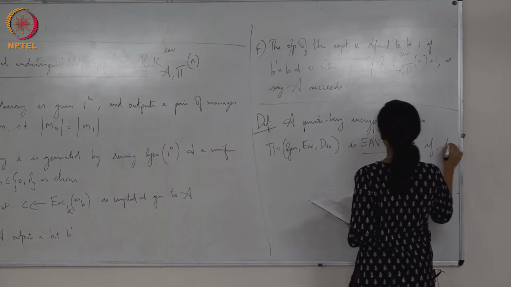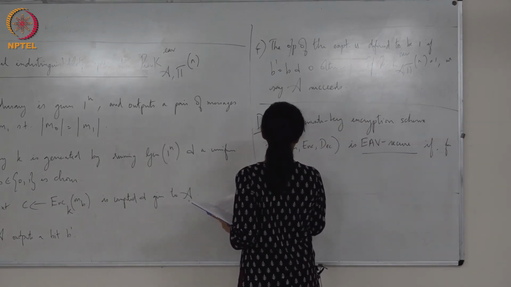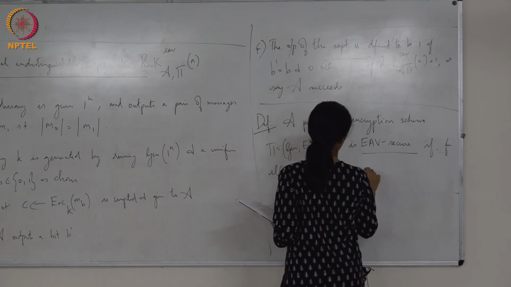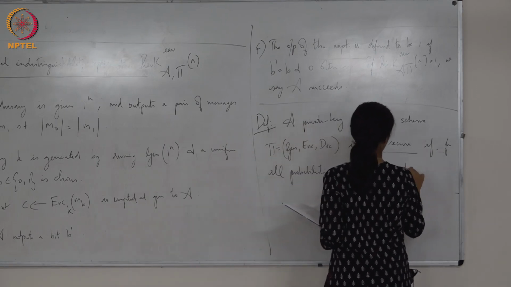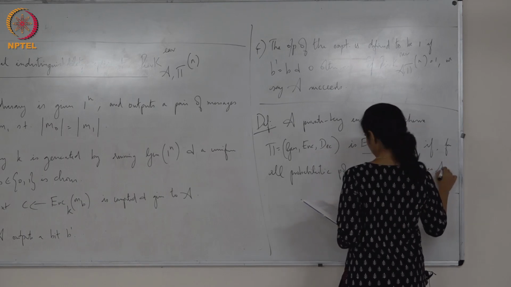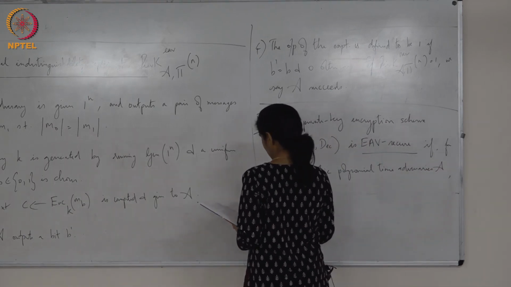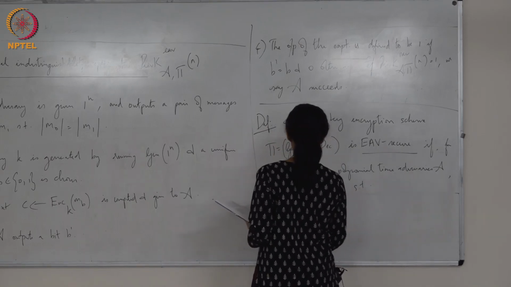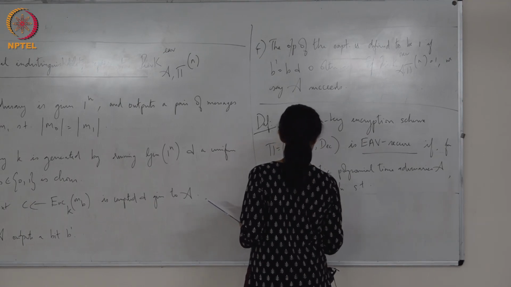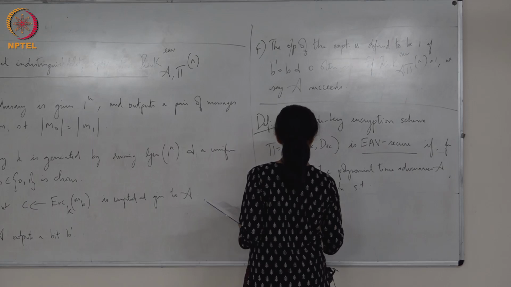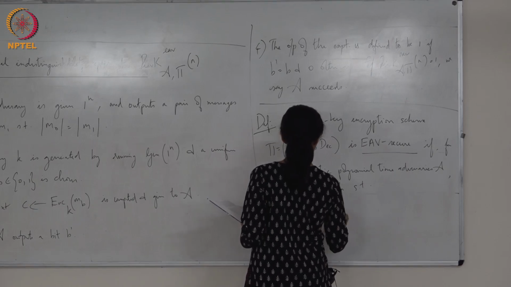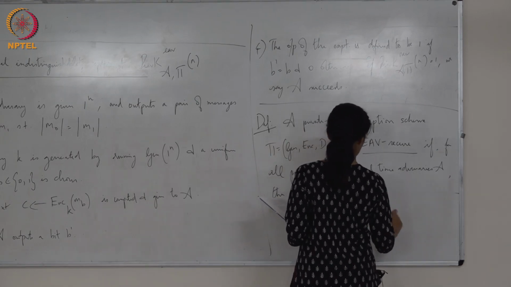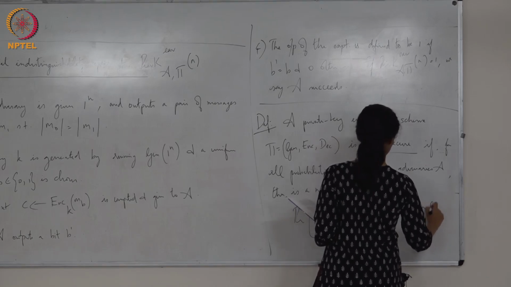if for all probabilistic polynomial time adversaries A there is a negligible function such that the probability that priv k EAV A comma pi of n is 1 is at most half plus negligible of n.